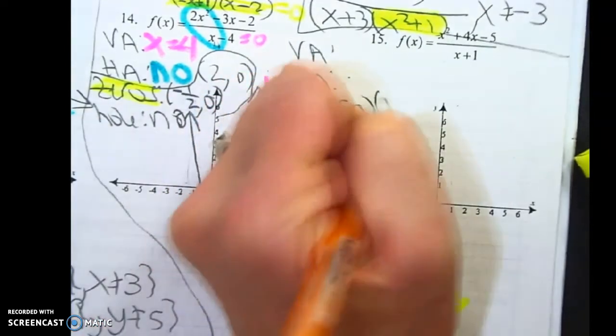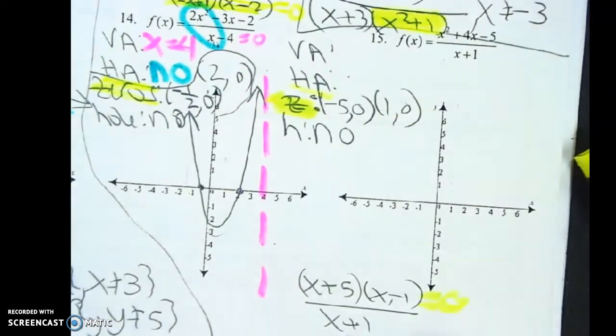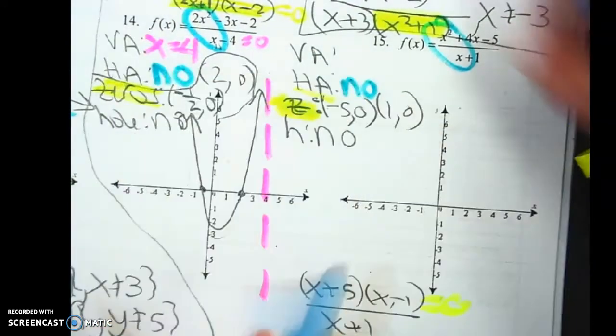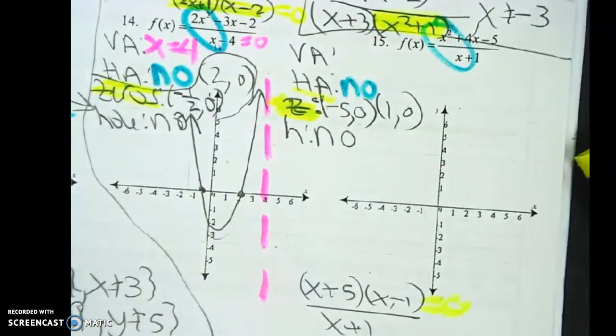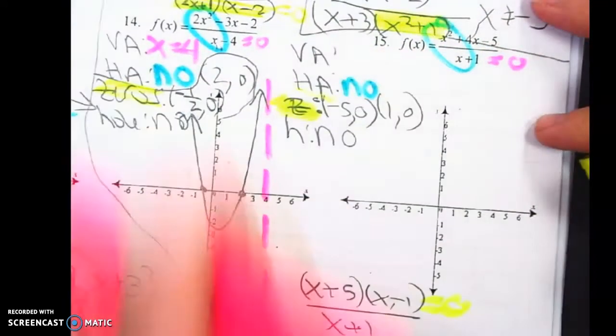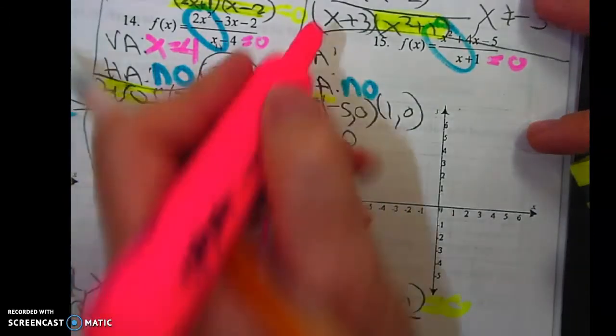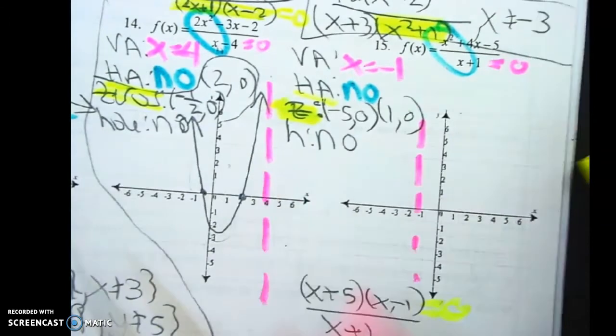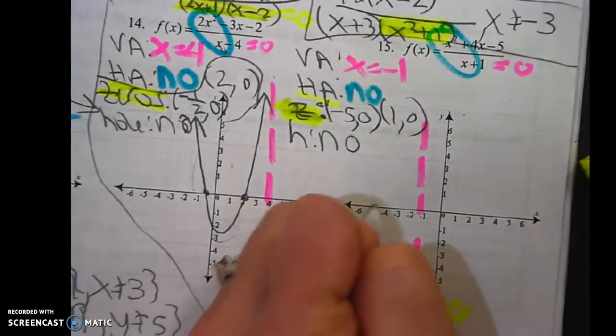and (1, 0). Your HA, it's like the exact same problem. There is no HA because the degree of the numerator is higher than the degree of the denominator. But I guess it's good practice for you. If you can do that one, then that means you learned from this one, or you already knew how to do it. So the VA would be x equals negative 1.